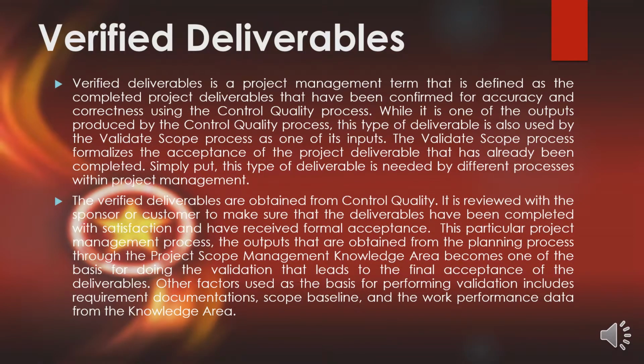The verified deliverables are obtained from control quality. They are reviewed with the sponsor or customer to make sure that the deliverables have been completed satisfactorily and have received formal acceptance. In this project management process, the outputs obtained from the planning process through the project scope management knowledge area become one of the bases for doing the validation that leads to final acceptance of the deliverables. Other factors used as a basis for performing validation include requirements documentation, scope baseline, and the work performance data from the knowledge area.